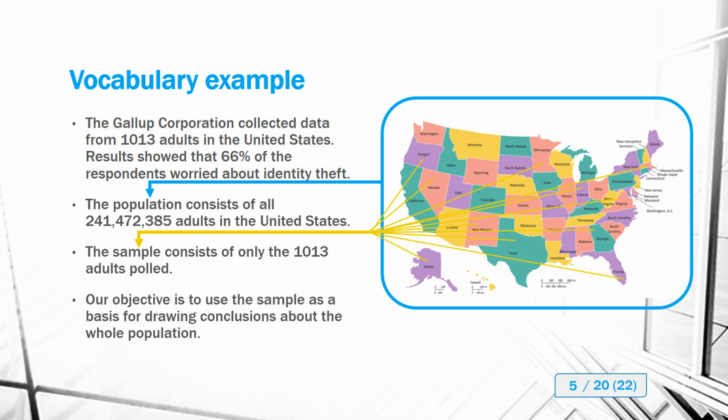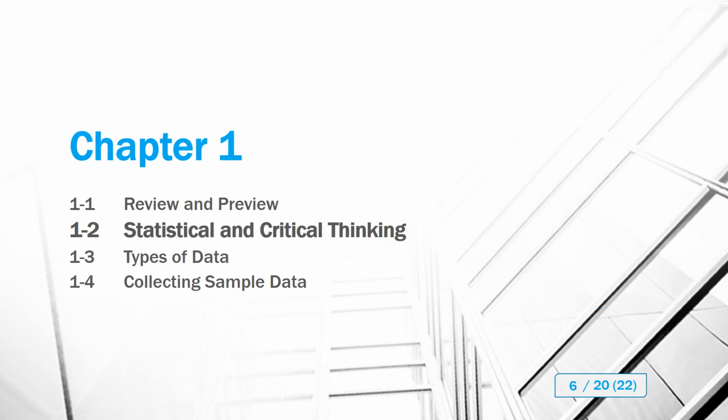Our objective is to use the sample as a basis for drawing conclusions about the whole population. This is why we take a sample. It's much easier to get answers from 1,013 people than it is from over 241 million. So we're going to use the sample to characterize the population. And this is one of the main thrusts of statistics: to take characteristics from that sample and to then draw from that characteristics of the population as a whole. That's the main idea that we're going to touch on in chapter 1.